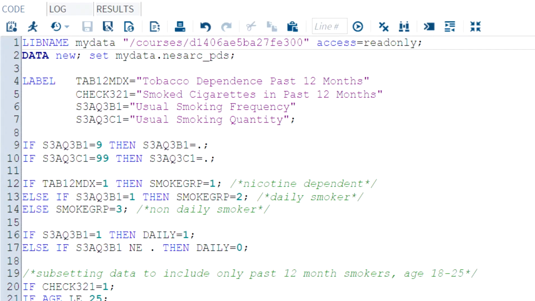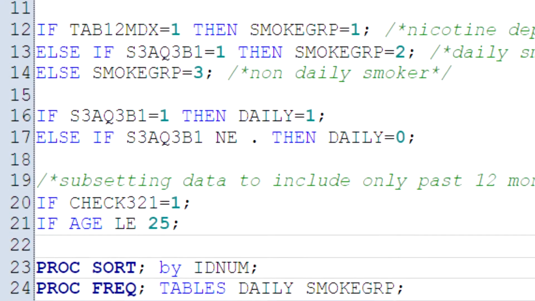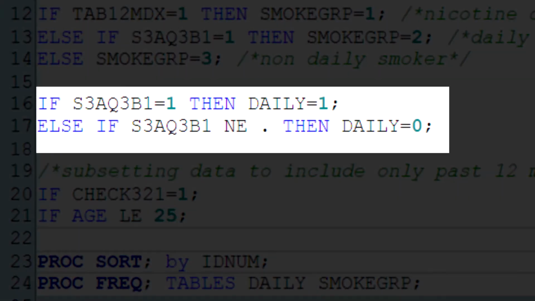To collapse the response variable into daily versus non-daily smokers, we use this syntax. If S3A-Q3B1 equals 1, that is, if the individual smokes 30 days a month, then daily equals 1, semicolon. Else, if S3A-Q3B1 is not equal to dot, that is, it's not equal to missing, then daily equals 0, again followed by a semicolon.